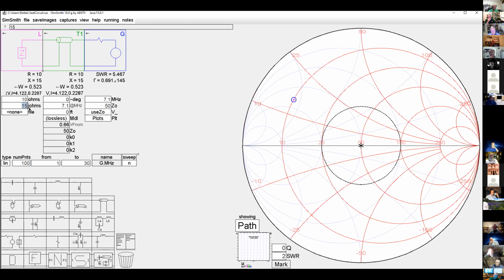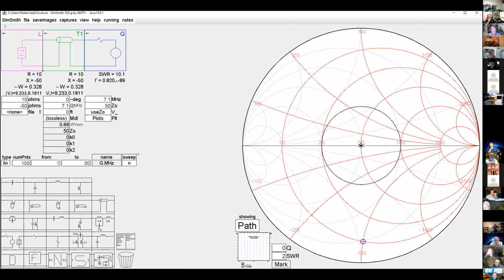So let's change this to, let's say minus 50 ohms. So down here we are at minus 50. So this is R equal to 10 minus J50. This is the point that we were talking about graphing before, the plotting of the different impedances.